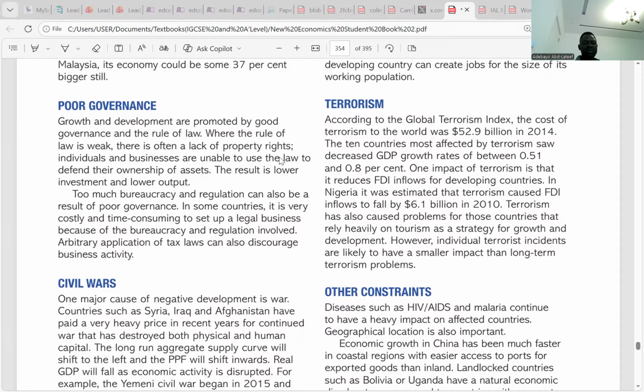Terrorism reduces inflow of FDI. A lot of foreign direct investment would want to leave. They want to be safe. They don't want to be kidnapped by so-called terrorists who ask for a ransom. They will leave your country. Your country would not be a place of economic attractiveness to them. And every terrorism incident is likely to have a long-term impact on the economy. So that's about terrorism. I think it's clear.